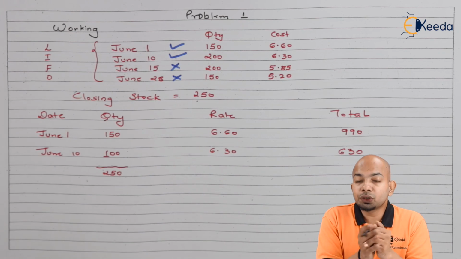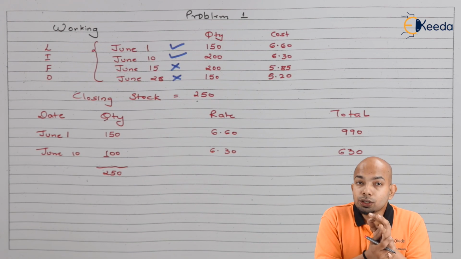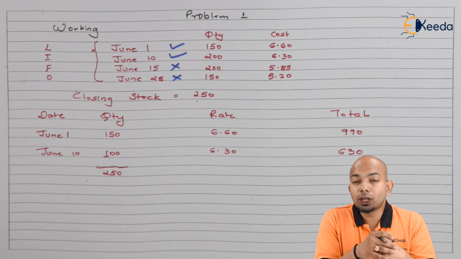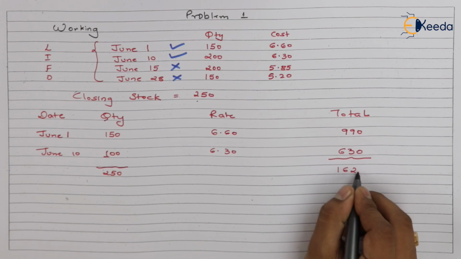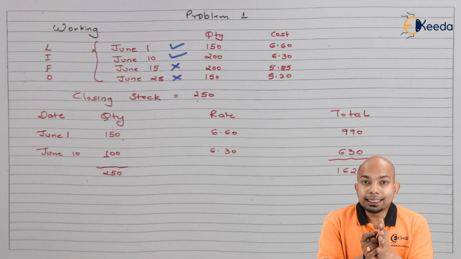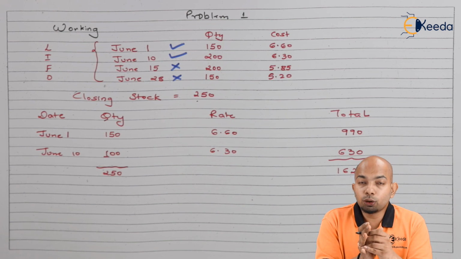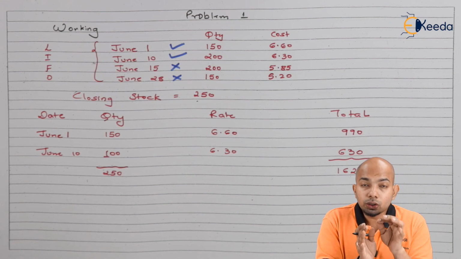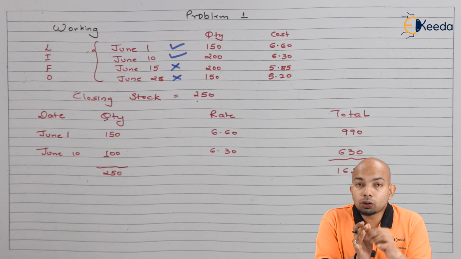And for June 10, we have the total amount as 630. Now, that is the value of the closing stock. So total addition will give you the actual value of 250 closing stock. So as per requirement A, which stated that we need to figure out the value of the closing stock as per the LIFO method, we have figured out. So the cost of 250 units is the total amount of 990 plus 630.